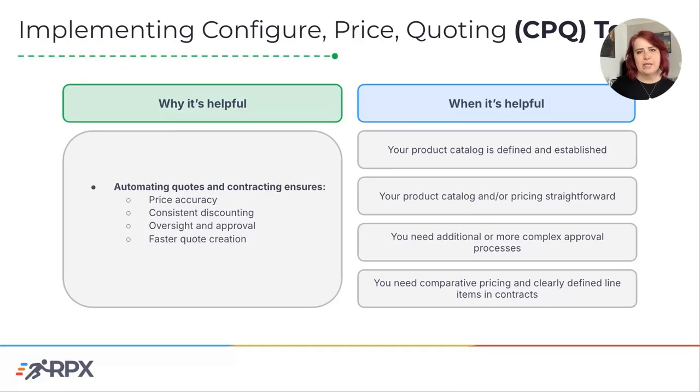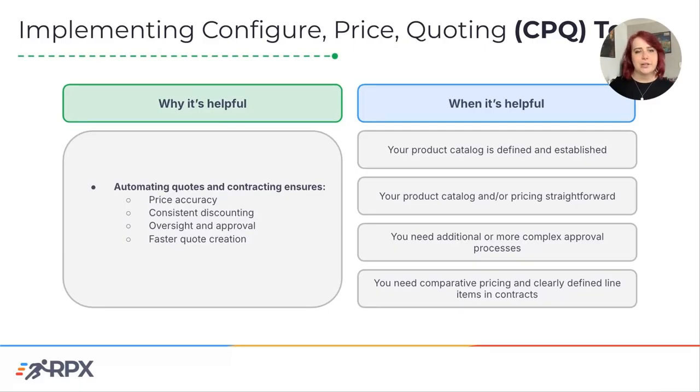Here's why CPQ tools are often helpful. The manual quoting process is slow and prone to errors, especially when you try to do it at scale. A rep could accidentally quote the wrong price or offer a discount that's against company policy if they're moving too quickly. CPQ tools can come in and automate the entire process.